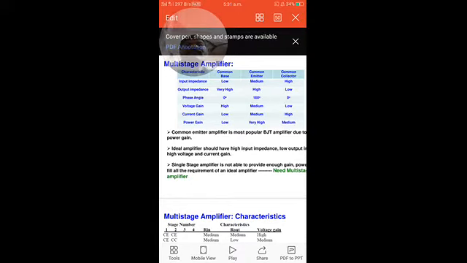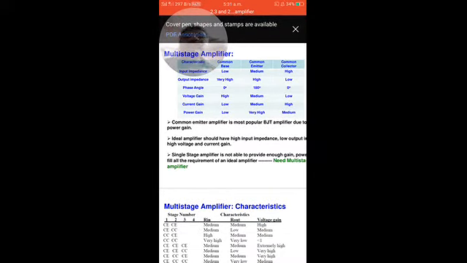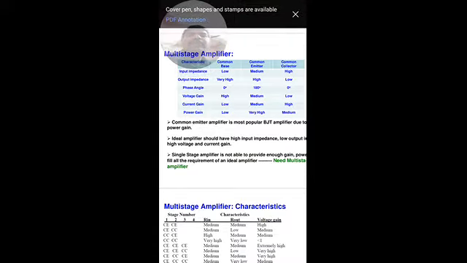According to the requirement, the number of stages will be used in the multi-stage amplifier, and these stages may be a common base amplifier or common emitter amplifier or common collector amplifier. We may use them according to the characteristics of the common base, common emitter, or common collector amplifier suitable to the application.